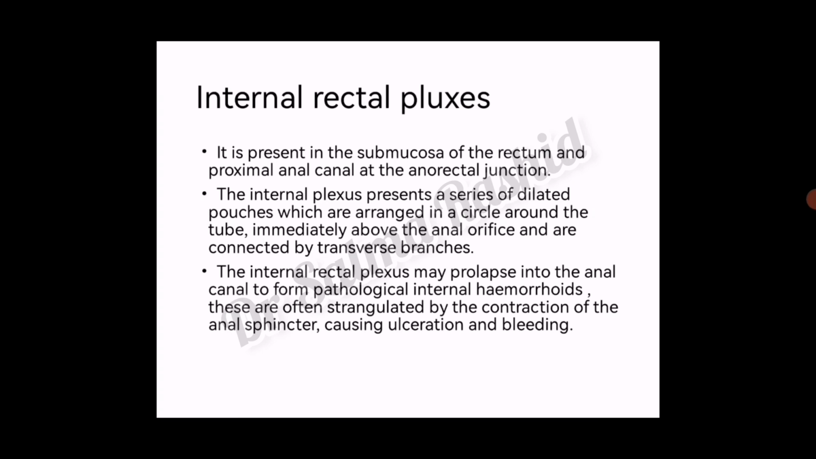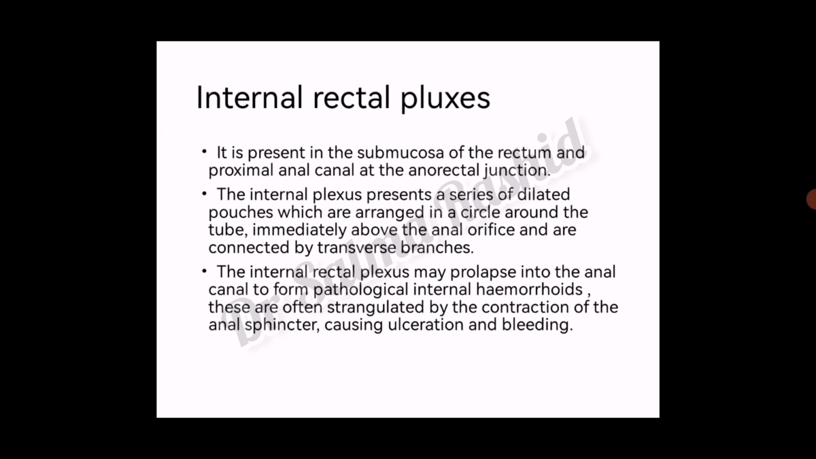Now, the internal rectal plexus is present in the submucosa of the rectum and proximal anal canal at the anorectal junction. The internal plexus presents a series of dilated pouches arranged in a circle around the tube immediately above the anal orifice and connected by transverse branches. The internal rectal plexus may prolapse into the anal canal to form pathological internal hemorrhoids. These are often strangulated by the contraction of the anal sphincter, causing ulceration and bleeding.